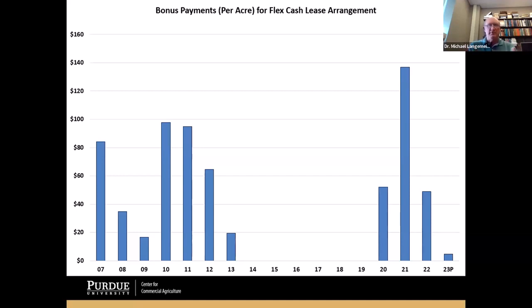But nevertheless, a lot of these years you did get a bonus. The average return's similar for the fixed cash and the flex lease, but there were quite a few years where you did get a bonus. A lot of times the bonus is relatively small, but you got some years, like 21, where the bonus was about $140, and some years, 10 and 11, where it was close to $100. As we used to say, that's not chicken feed. Chicken feed is kind of expensive today. That's an old saying. But you get some pretty good bonuses with this arrangement.